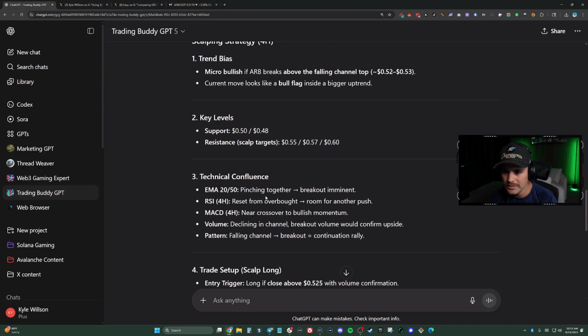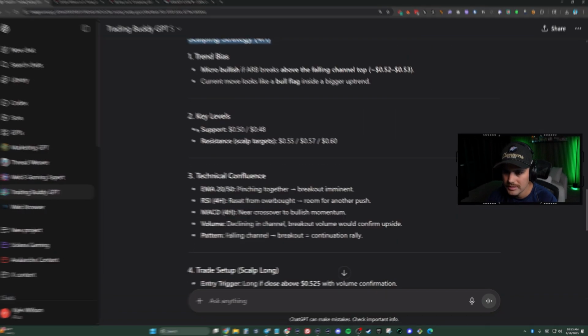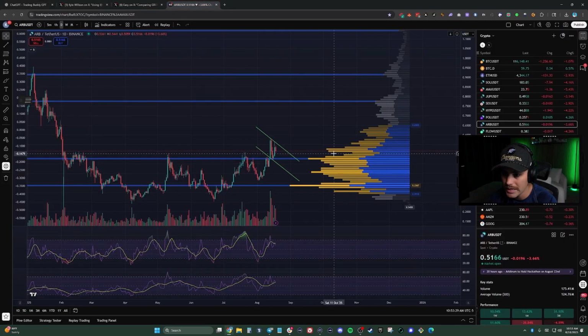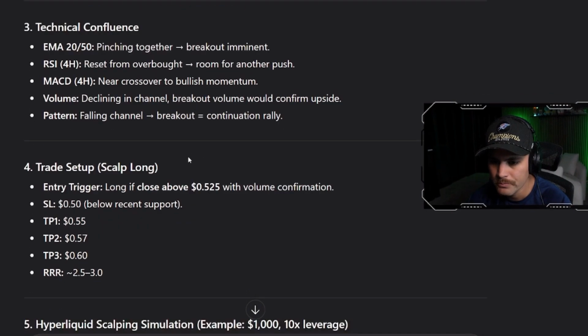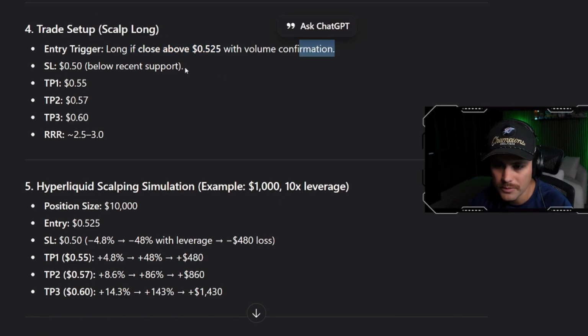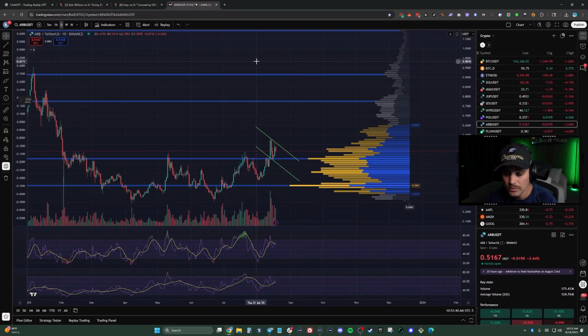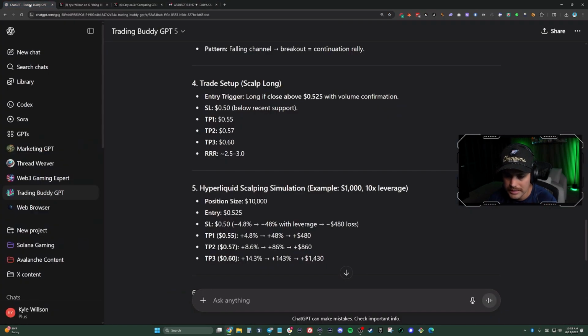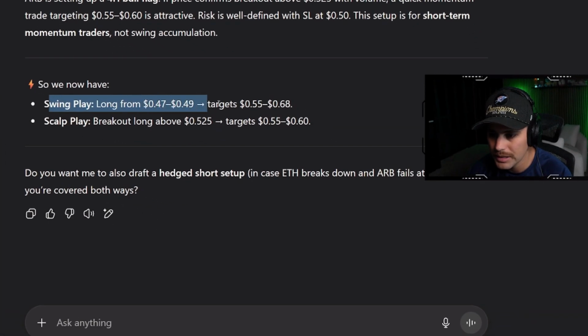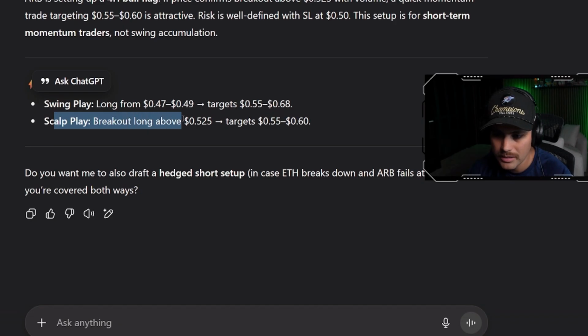But yeah, this new trading setup here, it's saying a scalping strategy, key levels of support and resistance at the 55, 57, and 60 level, which is super accurate as well. And then down here, entry trigger: long if close above 52.5 with volume confirmation. So it even confirms this is something you definitely want to be keeping an eye on, on the daily or the 4-hour chart. Then it shows you where the stop loss needs to be, take profits and all that good stuff. And that's pretty much it. Swing play: long from 47, 49, targets 55. Scalp play: breakout long above 52, targets 55, 60 cents.